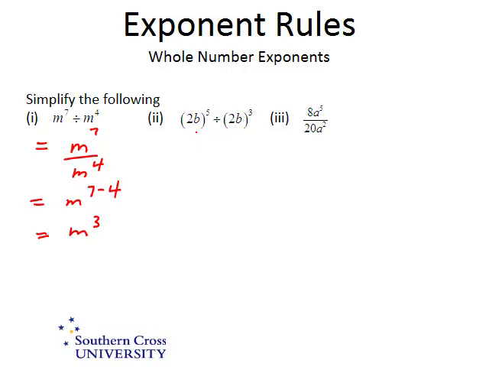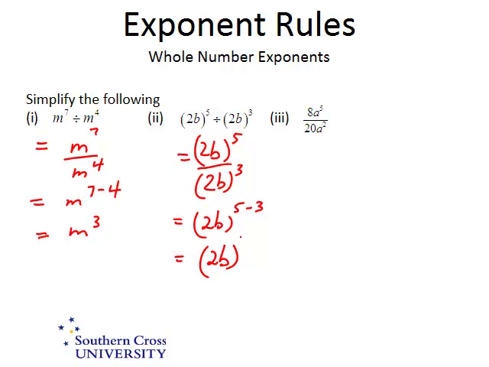Now this time we've got the same base, that's 2b. So we can write that as 2b to the power of 5 all over 2b cubed, which is 2b in brackets to the 5 take away 3, which is 2b to the power of 2 or squared, or as we're going to find out a bit later, we can kind of square everything inside the brackets. So 2 squared's 4, b squared.